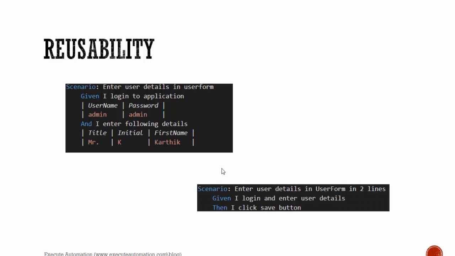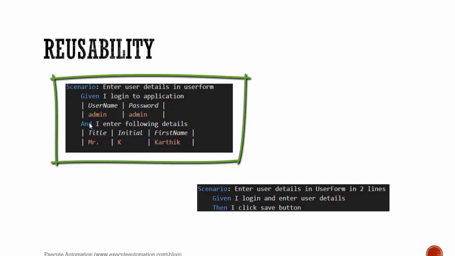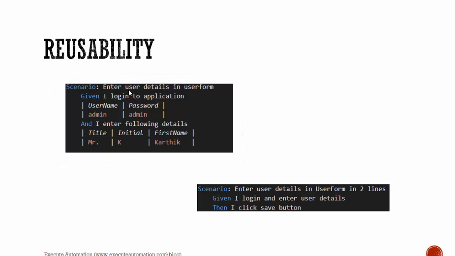Given I log in and enter user details, then I click the save button. Here, "Given I log in and enter user details" is just one single line, but it actually performs the login and the entering of the user details, which is available already in your existing scenario within the same feature file. This is a reusability of your existing steps within a step definition. We will see how it works in action.